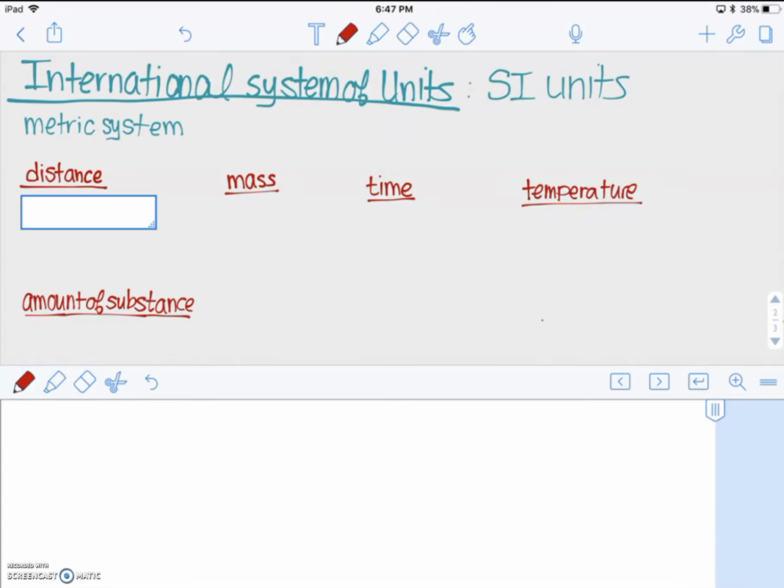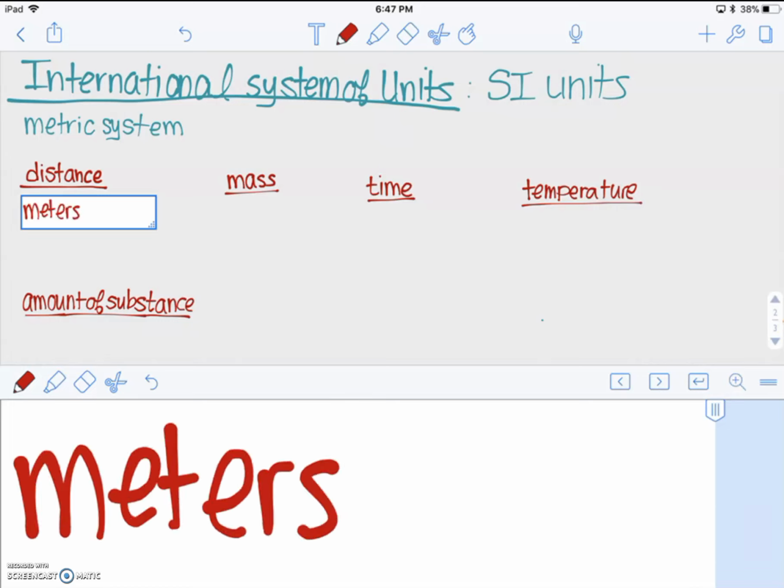So for distance, we are going to measure in meters from now on. So meters, the shorthand for it is just, let's put a little equal sign, it's just a lowercase m. You cannot capitalize the shorthand of these units because it actually changes what the unit is. So lowercase m stands for meters. Uppercase M actually stands for molarity, which is something you will learn when you get to chemistry.